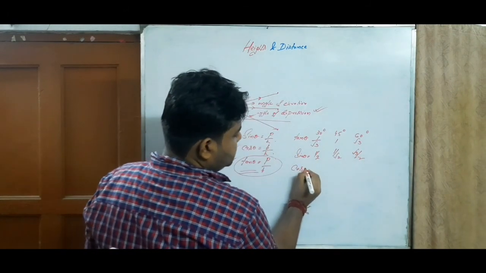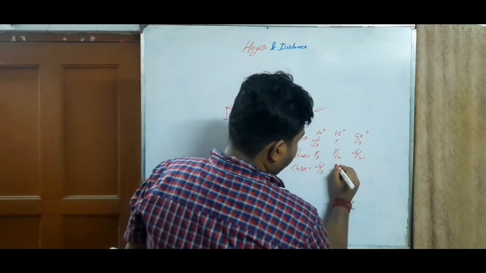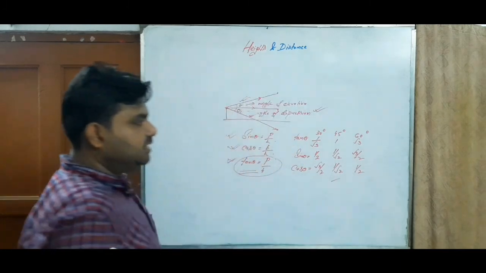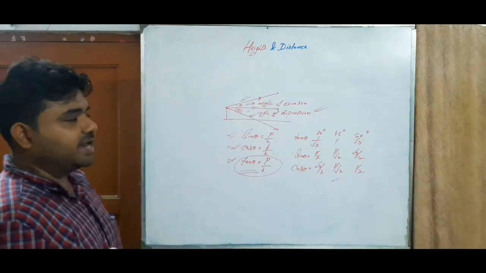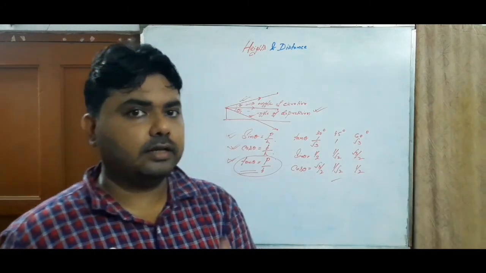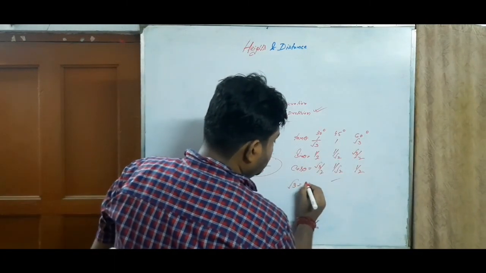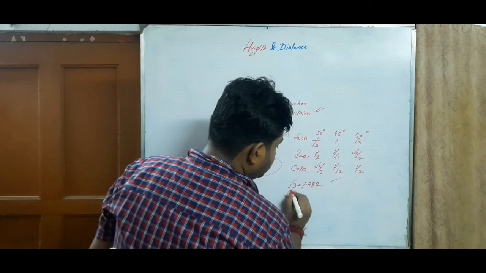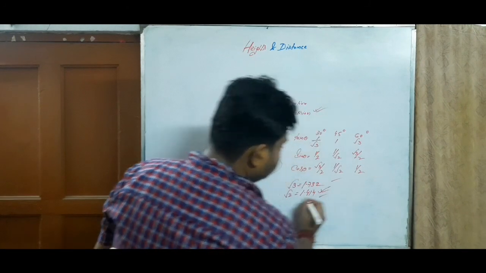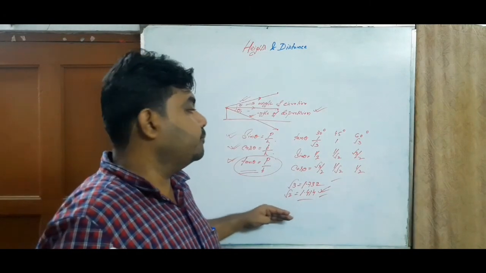Whereas in case of cos theta, cos 30 equals root 3 by 2, cos 45 equals 1 by root 2 and cos 60 equals half. So these are the values for the standard angles, and we have to know two more values. One is root 3 and the other is root 2. Root 3 equals 1.732 and root 2 equals 1.414. These are two very important values which we will need while solving the problems.